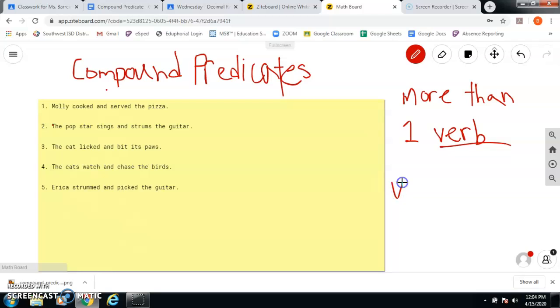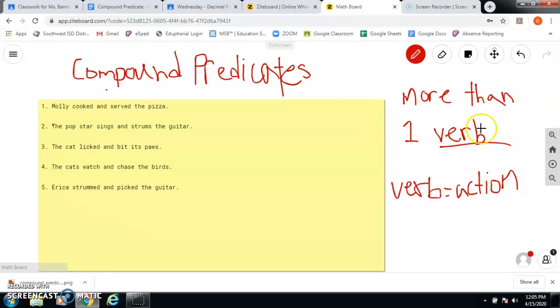And so a verb is the action, right? What is the subject doing? So that's what you have to ask yourself. What are they doing? So that means in our sentences, we're looking for two action words, okay?